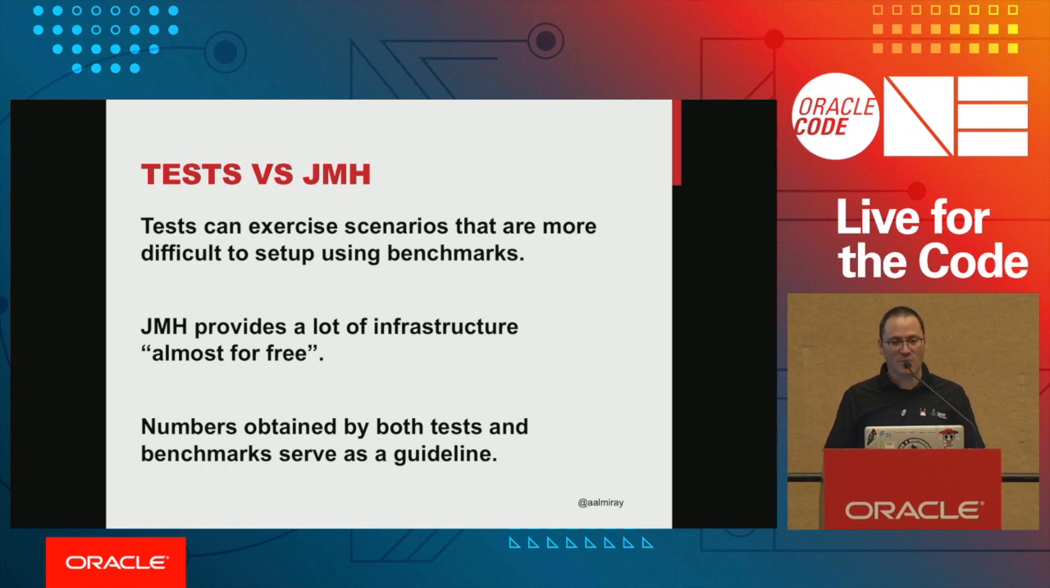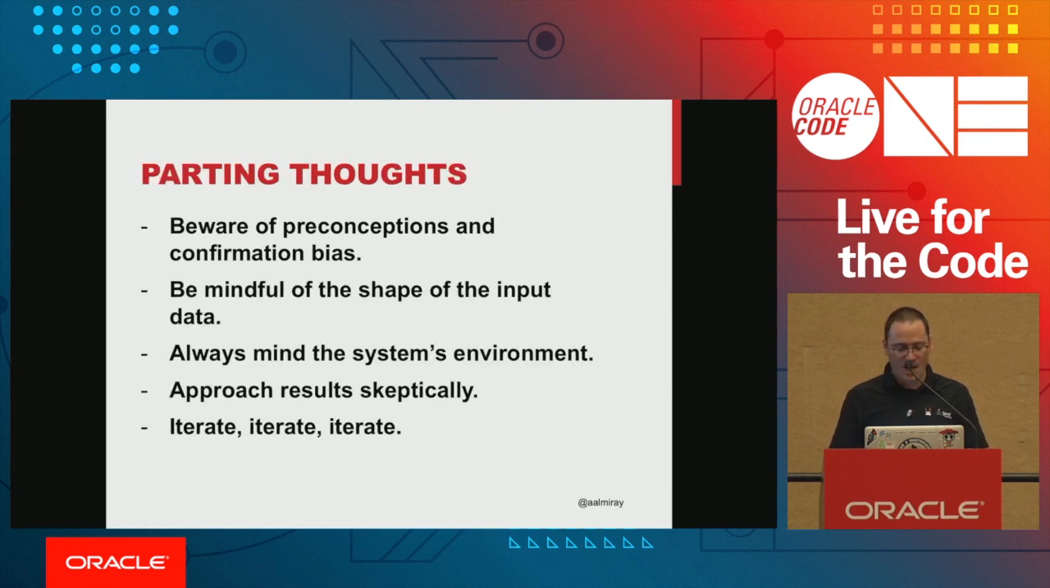Remember that the numbers that we obtain, even with both test cases and benchmarks, serve as a guideline because we're throwing away everything that we think we don't need. If you can, run JMH on production. You won't be disappointed. I have some parting thoughts for you.